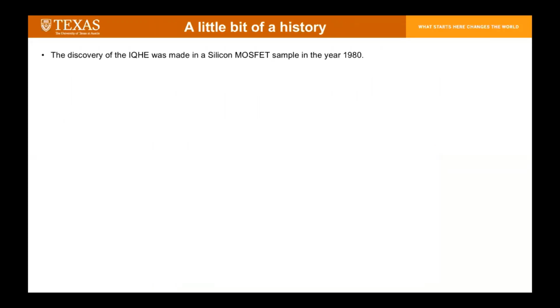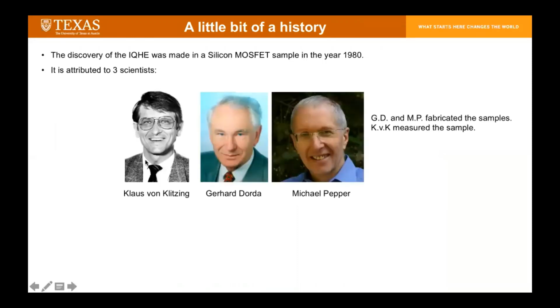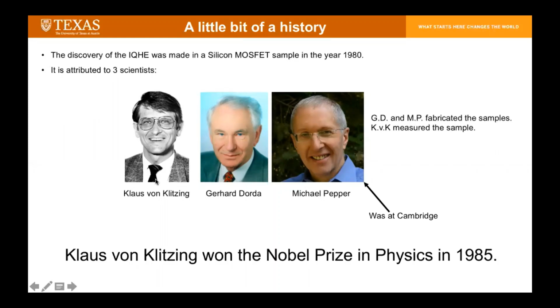I want to talk a little bit of history. The integer quantum Hall effect was first discovered in the year 1980 in a silicon MOSFET sample. And the discovery is attributed to these three scientists. These two made the sample and this person measured the sample. This person, actually, Mike Pepper, was at Cambridge where I did my PhD. He actually started the semiconductor group where I did my PhD. So he made the sample, these two guys made the sample, but the Nobel Prize only went to Klaus von Klitzing, who measured the sample in which they saw the quantum Hall effect.